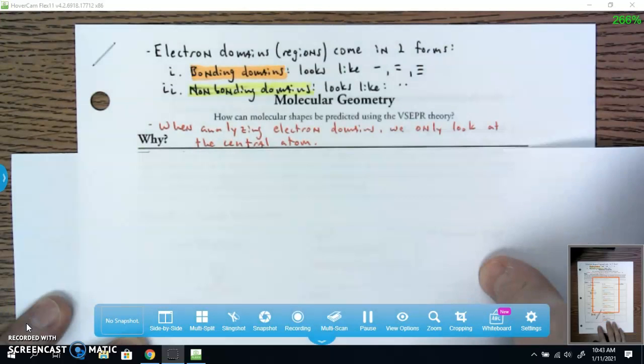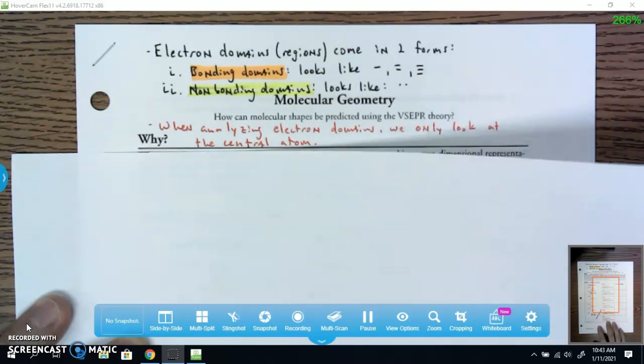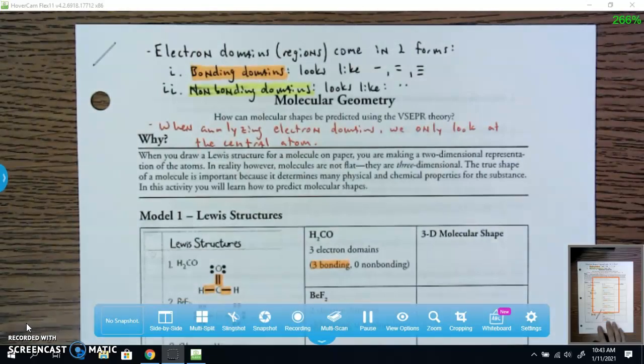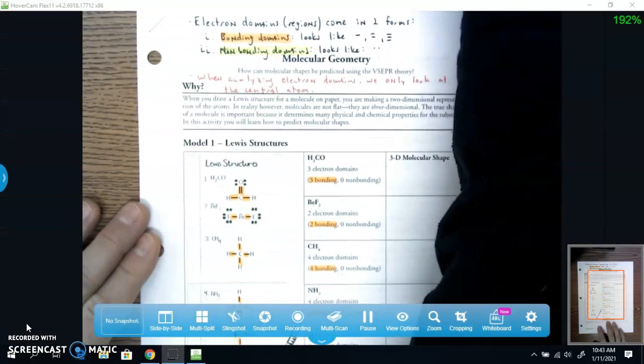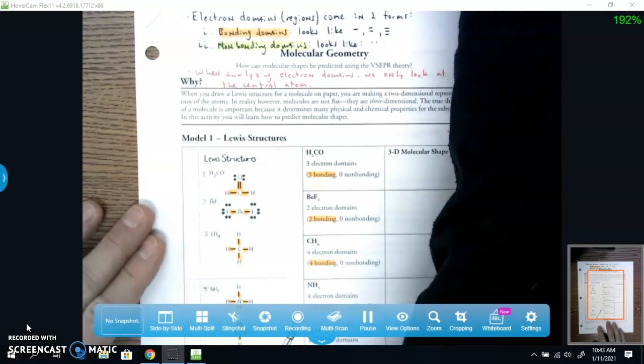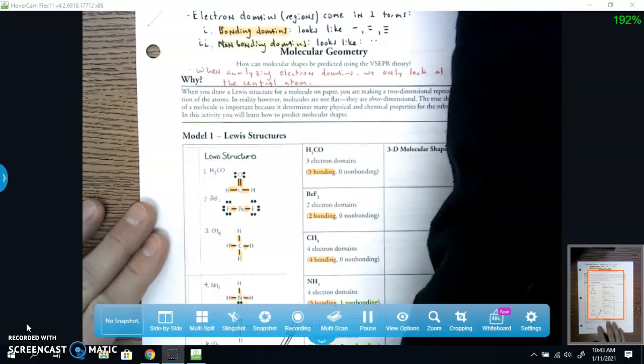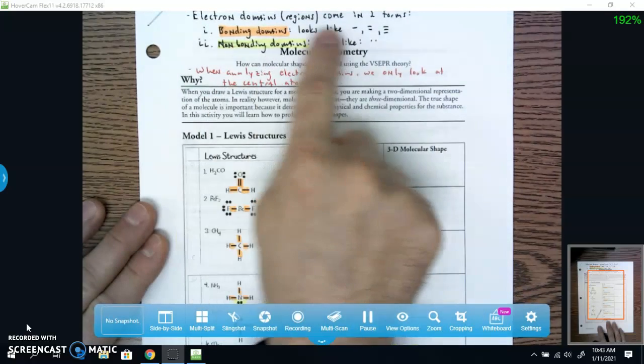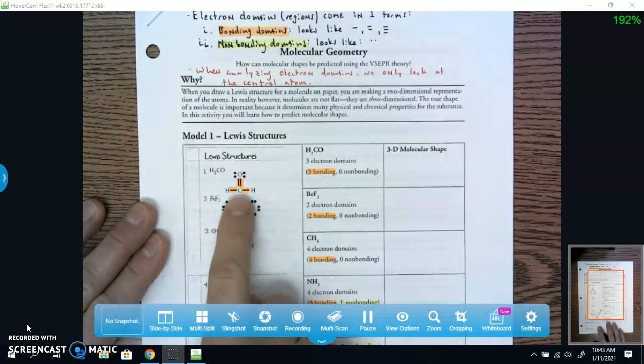Alright, let's take a look at Model 1 on the front here and see how the notes that we took up top relate. I'm going to zoom out so that we can see all of Model 1 at once, but you can see again that I've used some color coding here in yellow and in orange. So bonding domains, remember they look like this. So notice that I've highlighted 1, 2, 3 bonding domains.